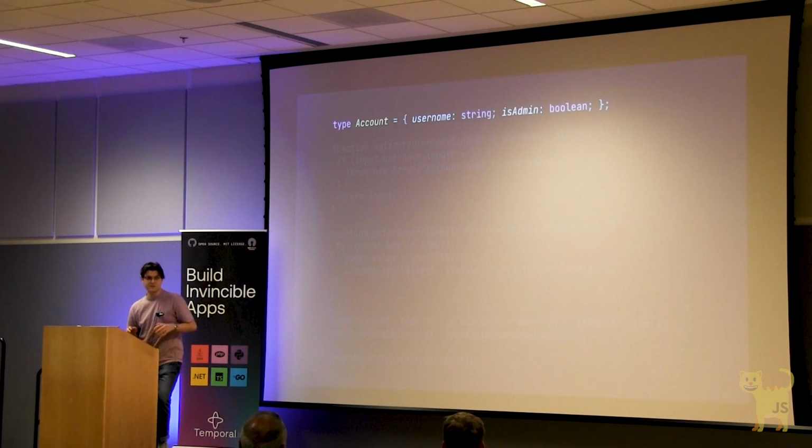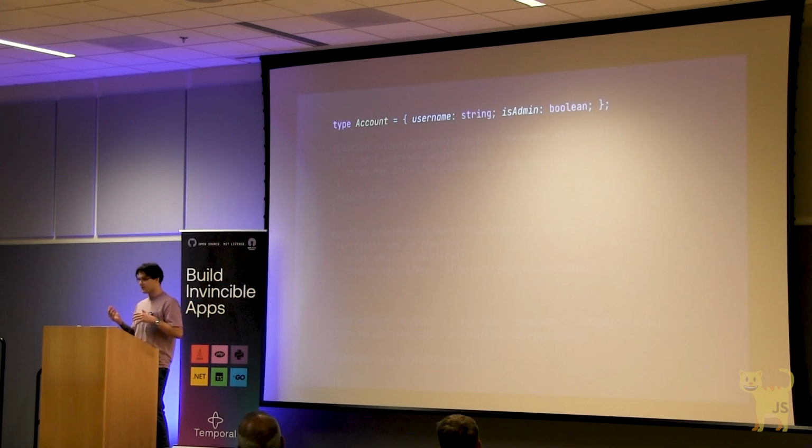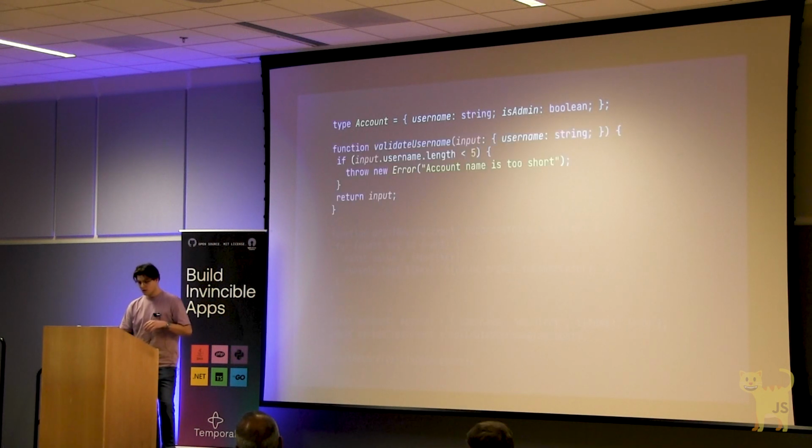Let's look at an example. Let's imagine this simple application. We have an account type. It has a username that's a string and a flag to determine if that user is an admin. Maybe when we sign in or when they're creating an account, they have this validate username function. It takes an input that has a username string. We validate that it meets some length. If it doesn't, we throw an error. Otherwise, we return the object back out to the caller.